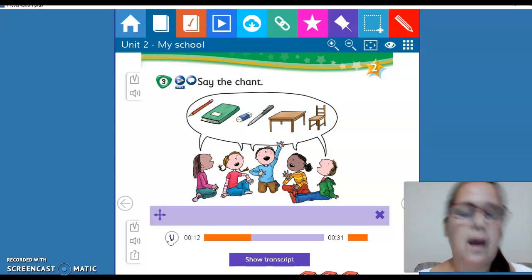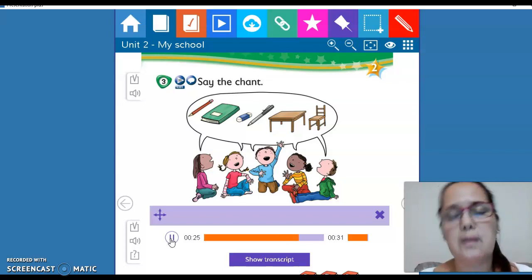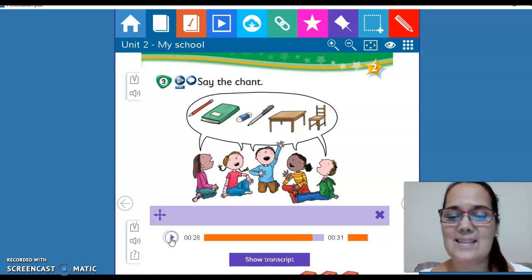A pencil, a book, an eraser, a pen, a table, a chair. Say it again. Excellent.